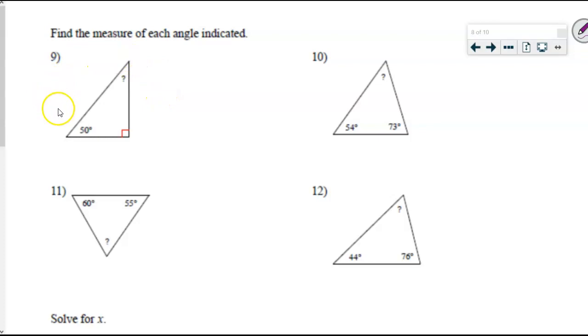I'm setting you up for success for a future problem. I know what you want to do is go straight to your calculator and type in 180 minus 50 minus 90. Don't do that. Trust me. I'm going to help you out.